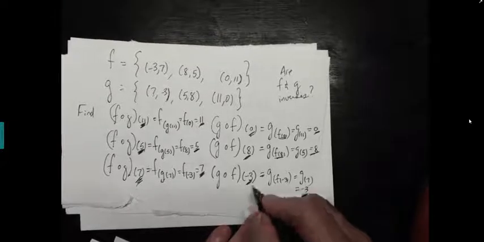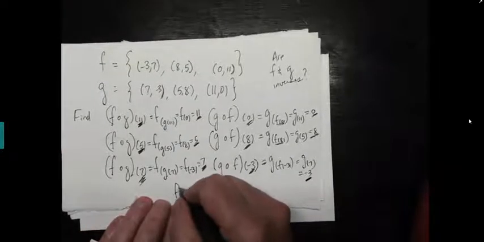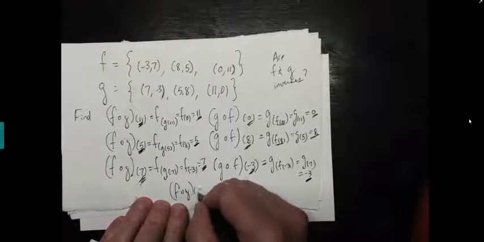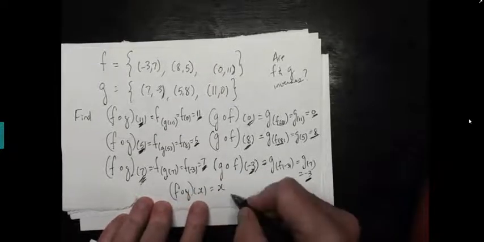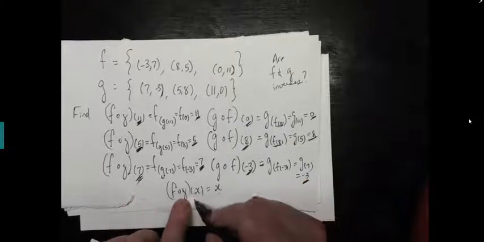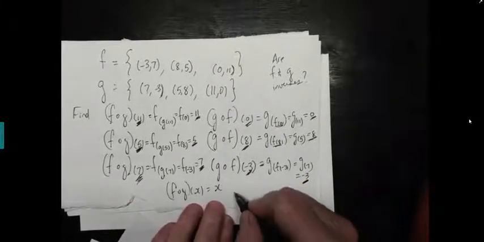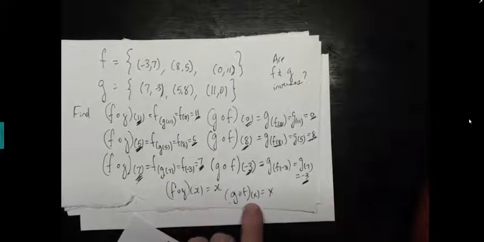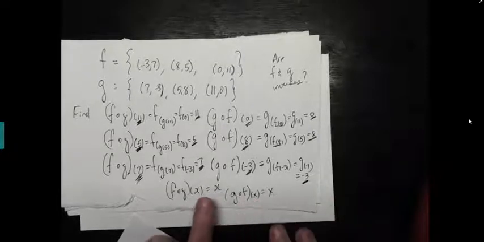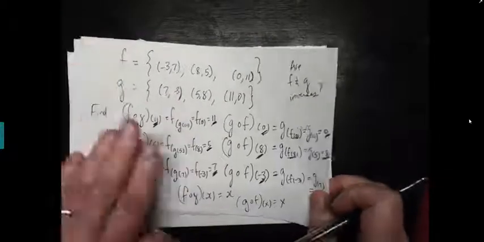So now, after going through all of them, that gets you to x for all x that's in the domain of g. And also we have this for all x that's in the domain of f. So we have checked every single one because this is a relatively small set. So yes, they are inverses.